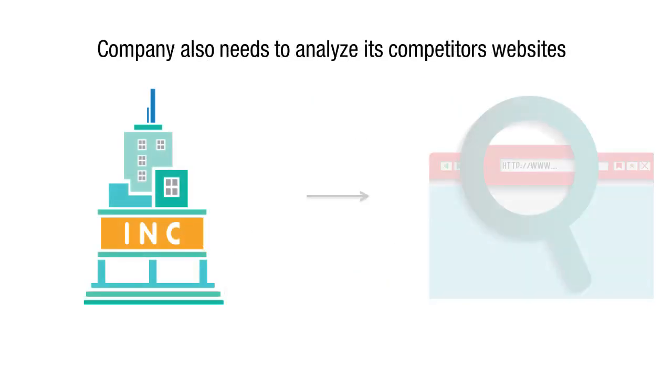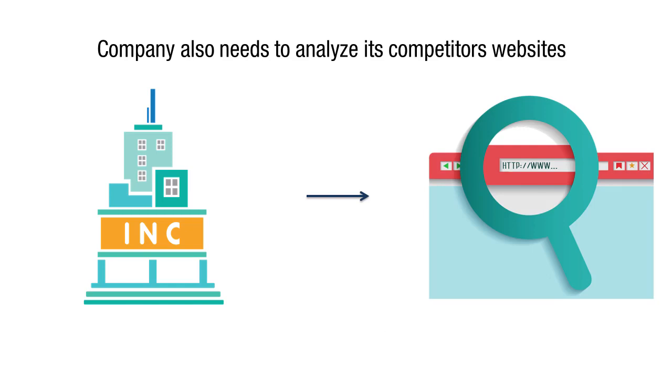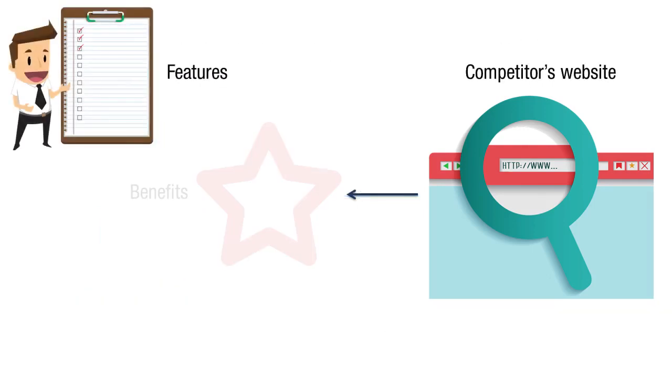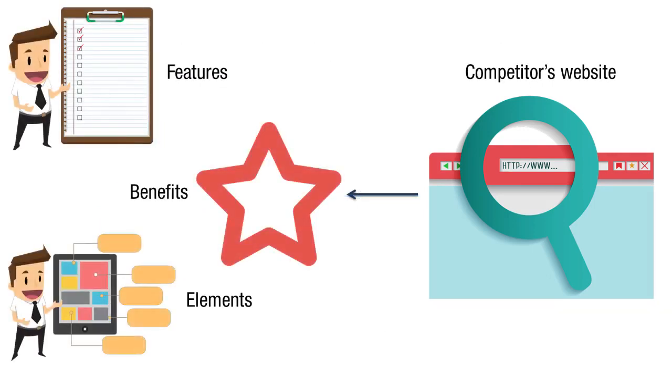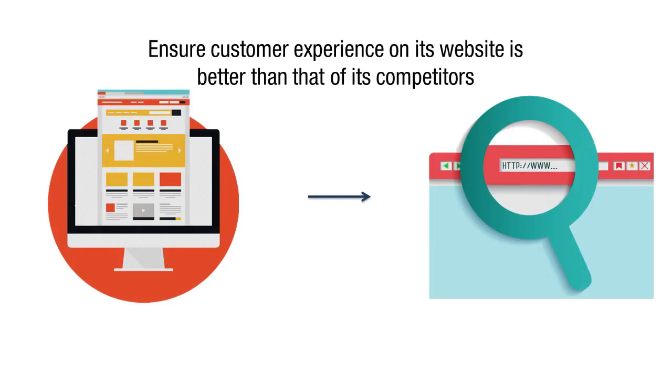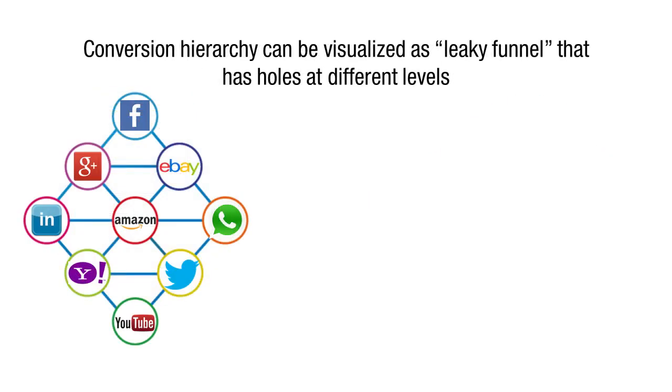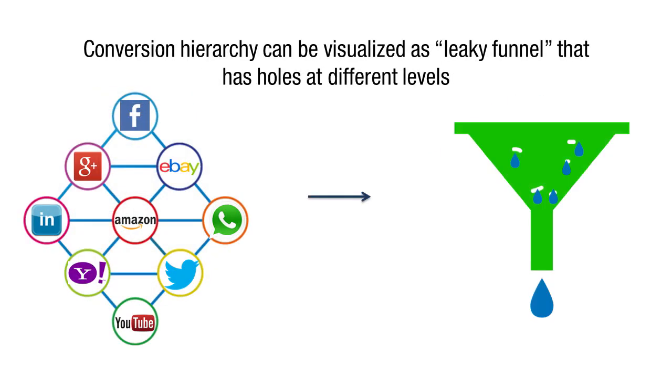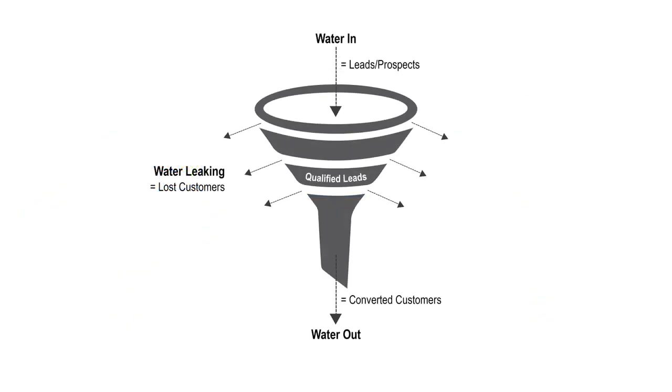A company needs to analyze its competitors' websites to see if they have some features, benefits, or other elements which improve the customer experience and which are missing from the company's website. It can then take action to ensure that the customer experience on its website is better than that of its competitors. The conversion hierarchy can also be visualized as a leaky funnel that has a number of holes at different levels. The leaky funnel diagram is shown in this figure.